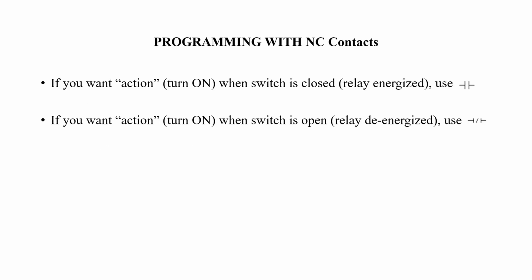Programming with NC contacts: if you want an action to turn on when the switch is closed and the relay is energized, use this symbol. And if you want an action to turn on when the switch is open and the relay is de-energized, we have to use this symbol.